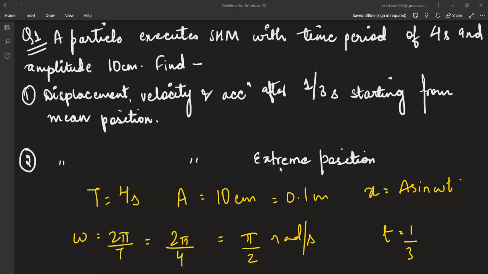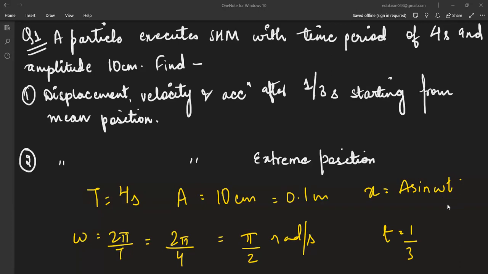When we'll talk about the same thing, if the same question, second part, this is the first part that I have solved. For the second part, extreme position, same thing, this will be a cos ωt. So this is one thing I told in the last class also, that for mean position, you start the displacement equation by a sin ωt. If phase difference is given, if there's a difference between two waves, but here only one wave, we were talking about one single particle. So there won't be any phase difference.